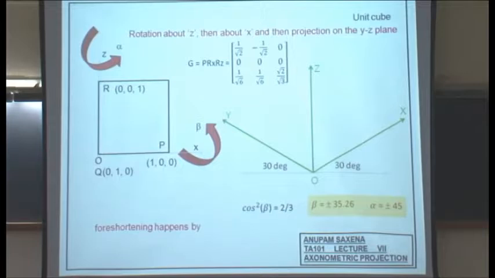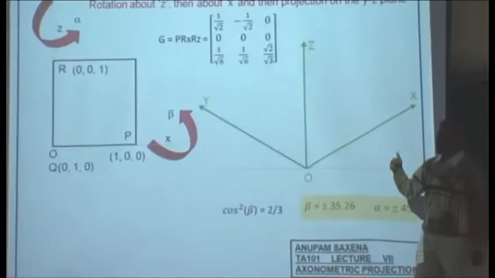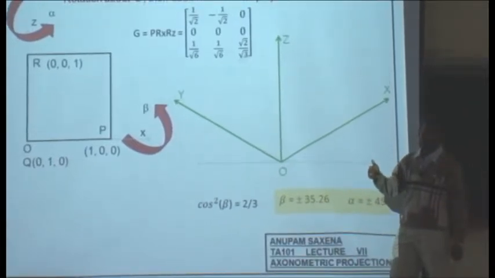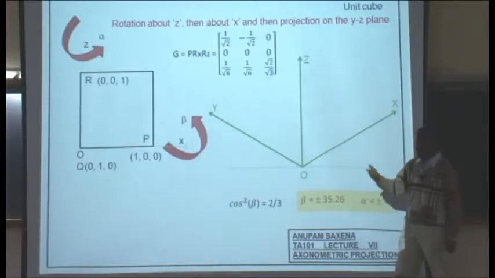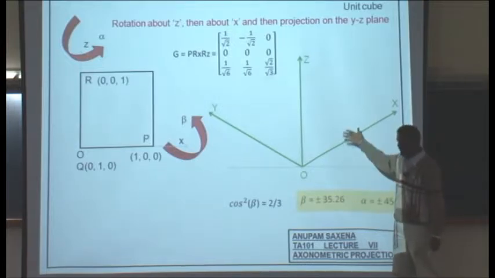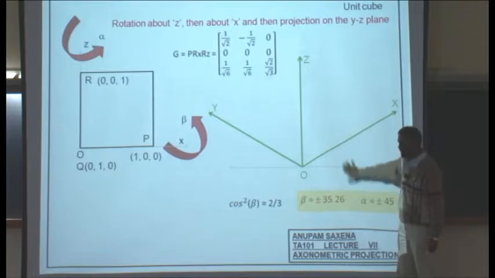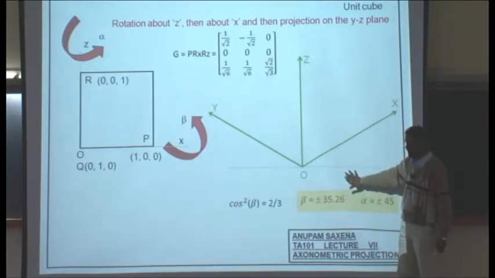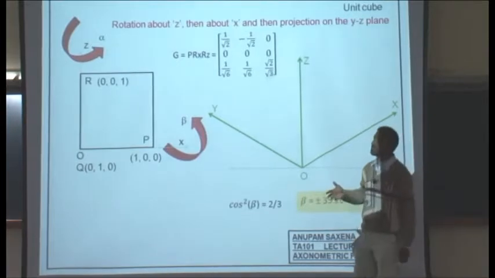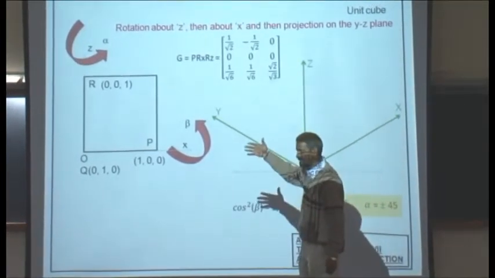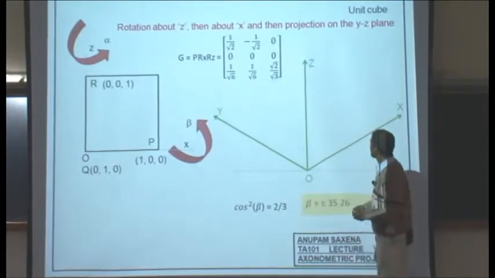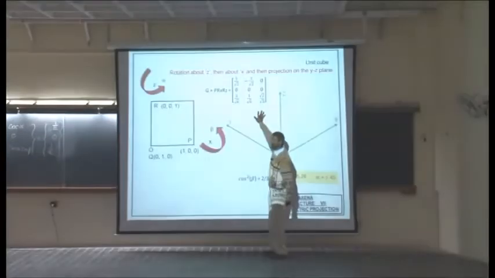So the lengths get shortened or foreshortened. Step 1, rotation about x, rotation about z, then rotation about x, and then projection on the xz plane. So the screen plane is the xz plane. So you are actually seeing all three-dimensional pictures of an object on a vertical plane, which is the xz plane. Fine? Do you agree with the math?